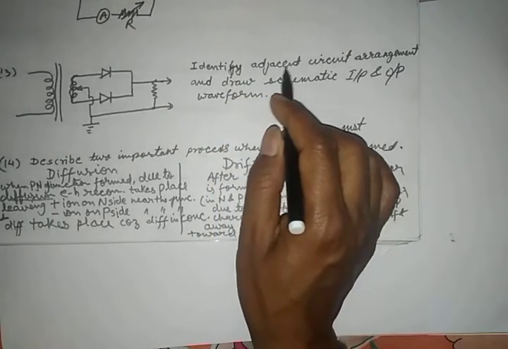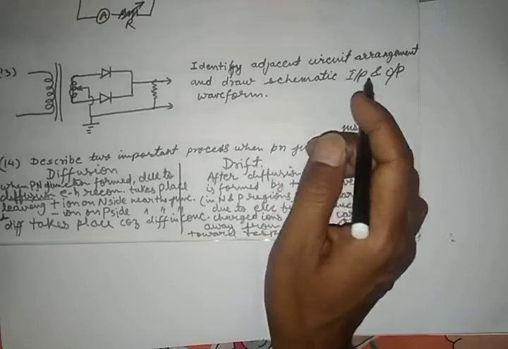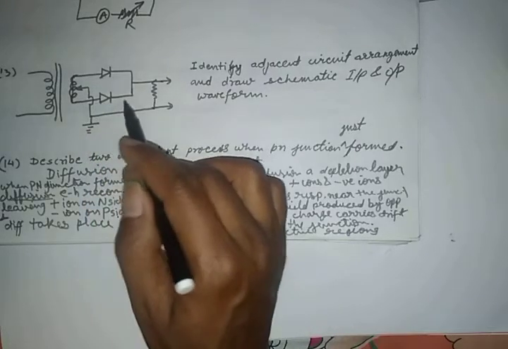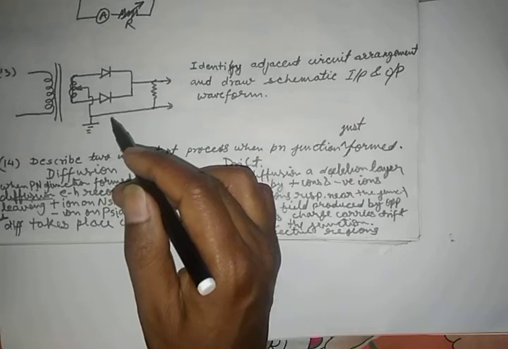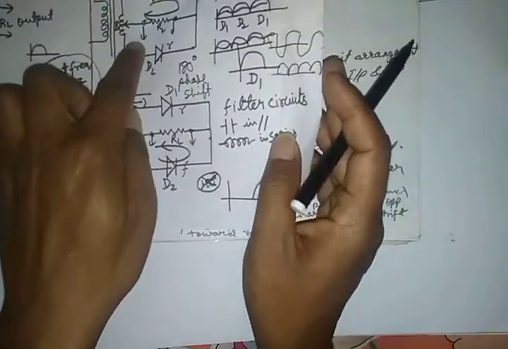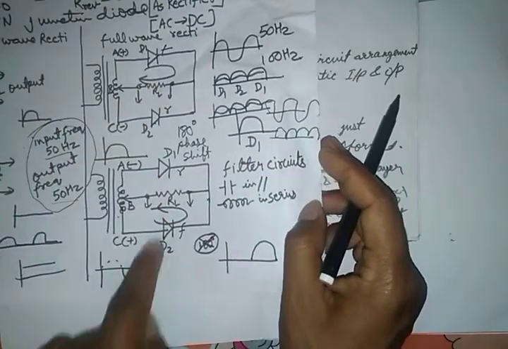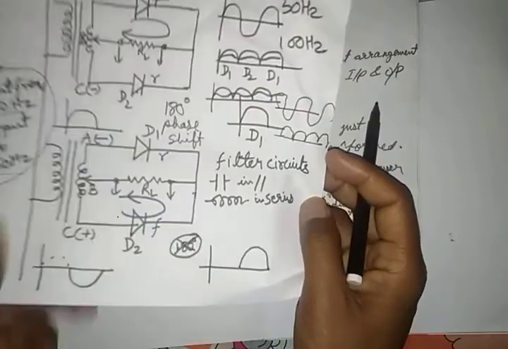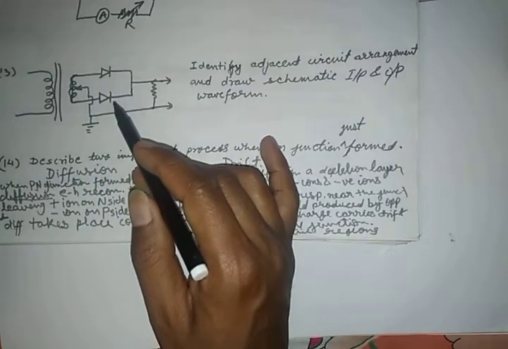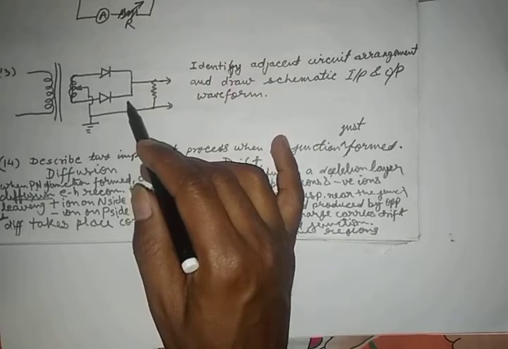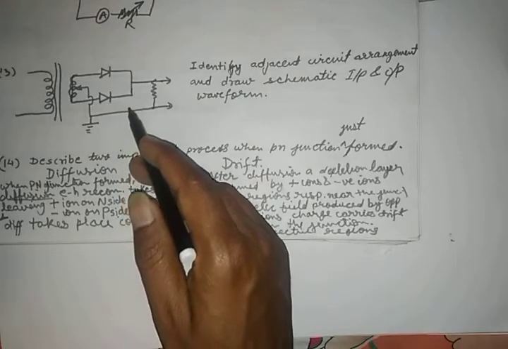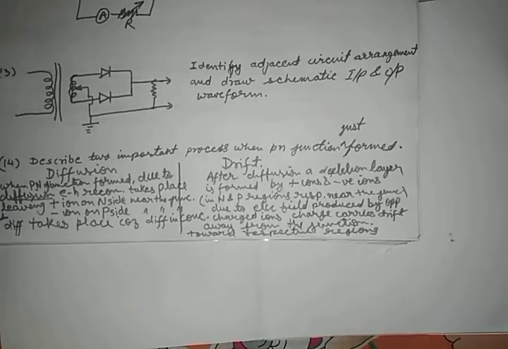Identify the adjacent circuit arrangement and draw schematic input-output waveform. So this is actually a full wave rectifier circuit. We draw it in a different, more convenient way. This is the convenient diagram for a full wave rectifier, but in the book this is the diagram, so keep this in your mind, because sometimes this can be shown in the question, and you might not identify it. It is the same diagram as we have drawn earlier.